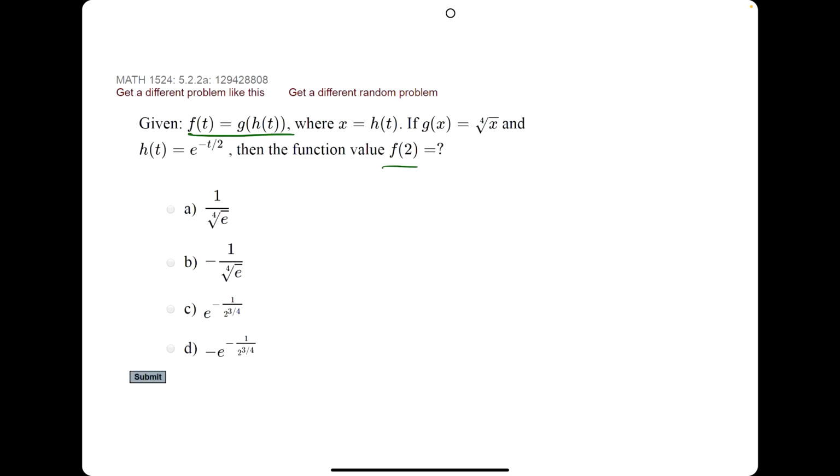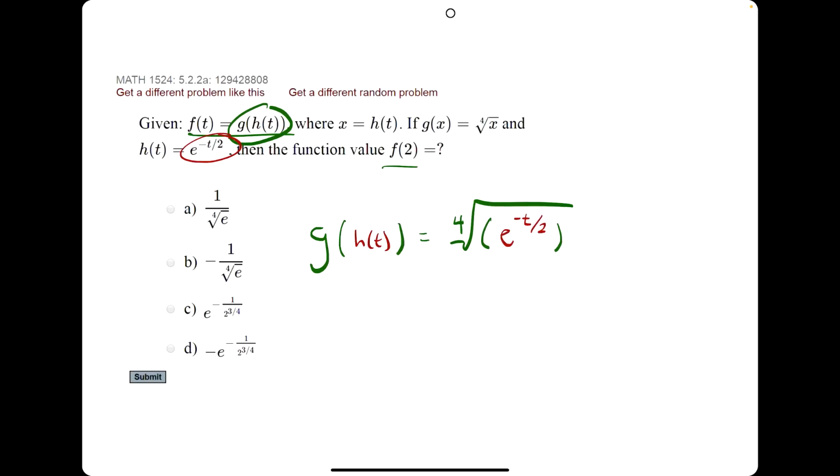They're asking us to find f of t, which is just g of h of t. So the function g is the fourth root of x. But we don't want to plug in x, we want to plug in h of t. And h of t is equal to e to the negative t over 2. And that's it. So that is g of h of t, but they also told us that g of h of t was equal to f of t. And so really, this is just f of t.